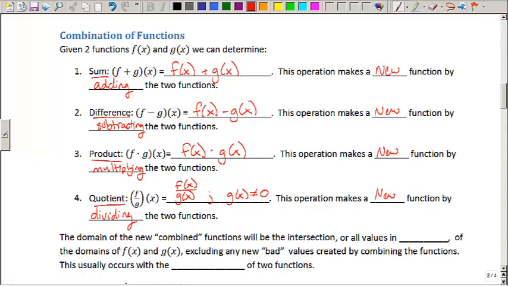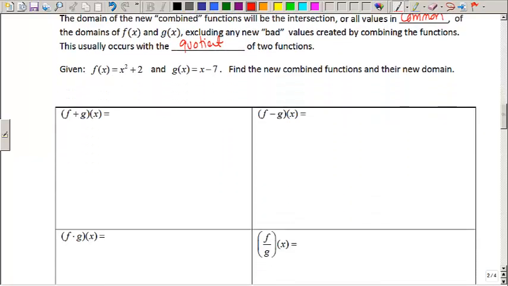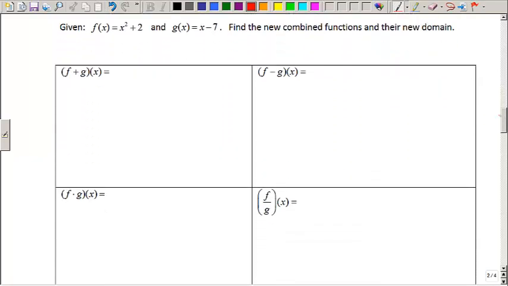We will be finding the domain of our new combined function, and the domain will be the intersection, or all values in common, of the domains of f of x and g of x, excluding any new bad values created by the combining of the functions. And usually this occurs with the quotient of the two functions, where you might have a new excluded value because you divided by a g of x. So given two of these functions, f of x and g of x, I want you to find the new combined functions and their new domain.